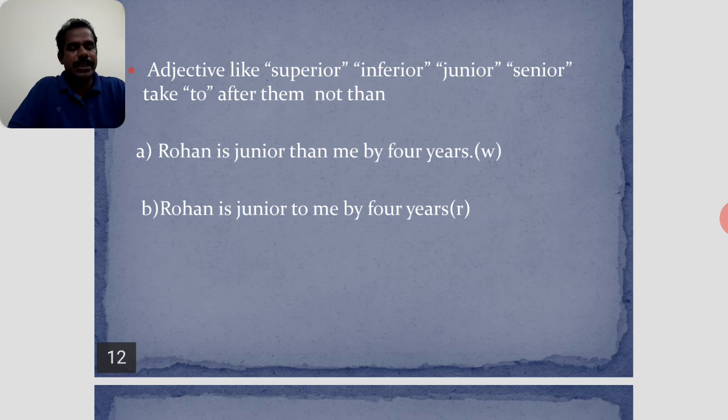Okay. "She is older sister" is wrong. It's not age. "She is elder sister" is right. But "he is older in the village" is right.